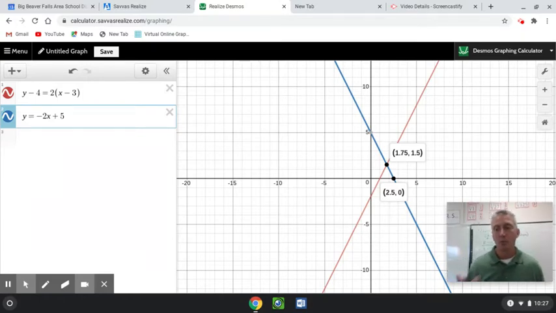So there you can see the point slope form graphed on the Desmos graphing calculator, and you can also see the slope intercept form graphed on the calculator. That's just something that will hopefully help you whenever you're trying to solve some of these problems on lessons 2.1 and 2.2.